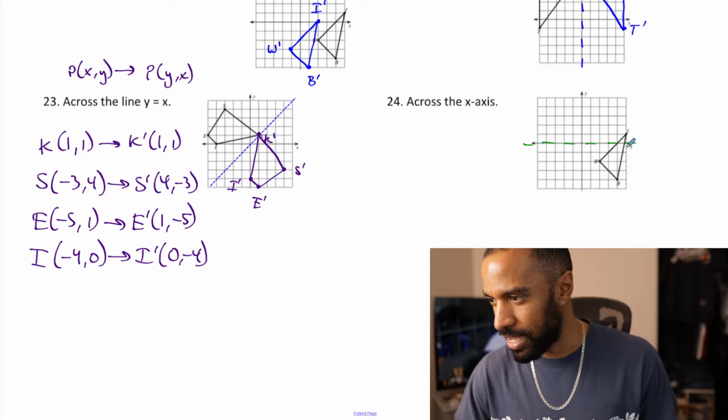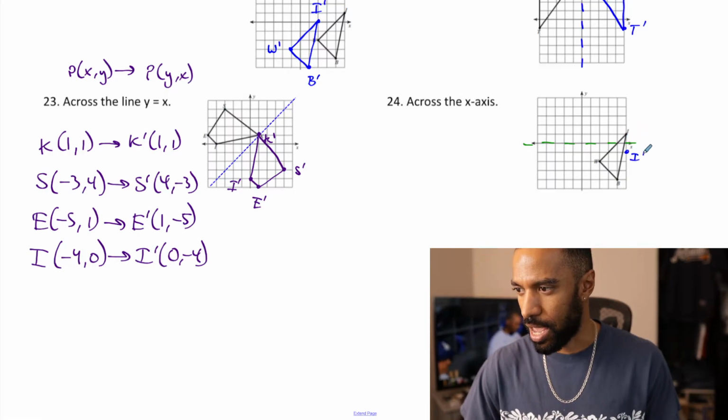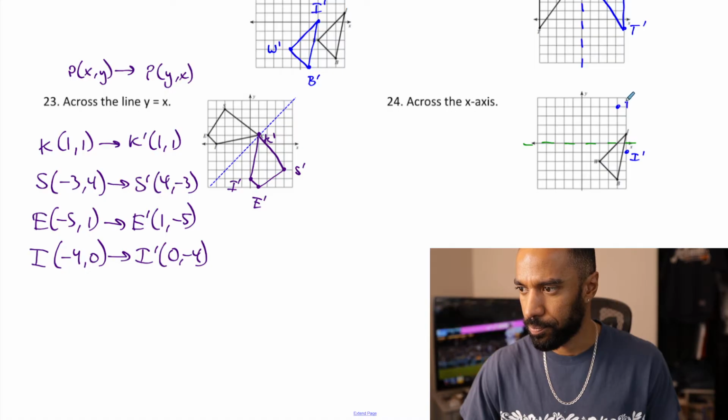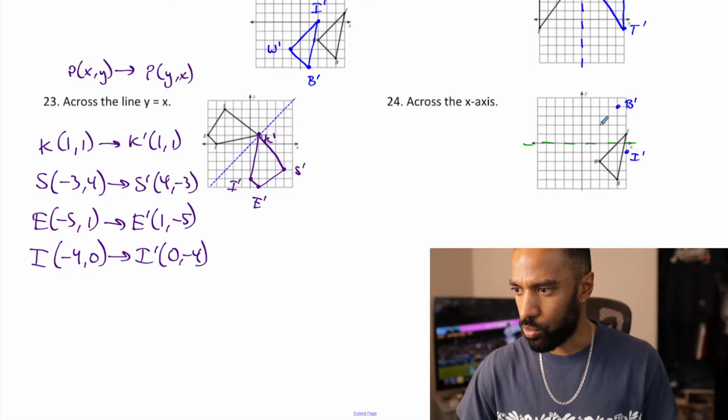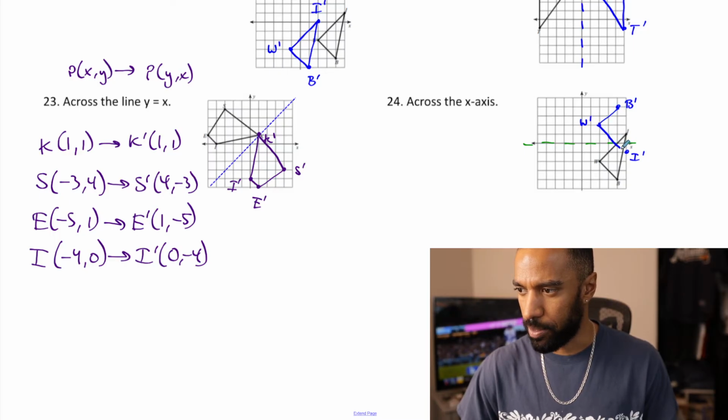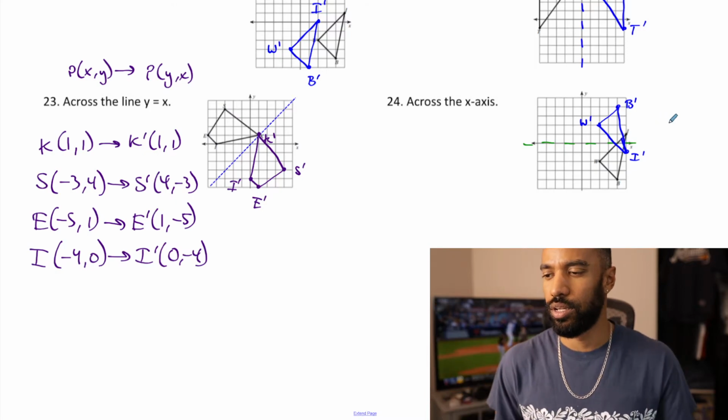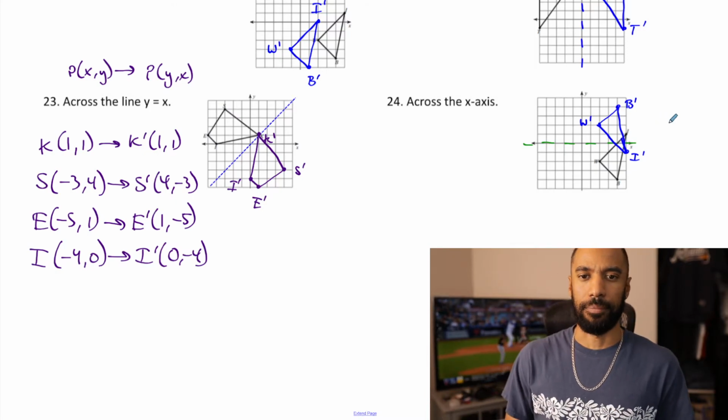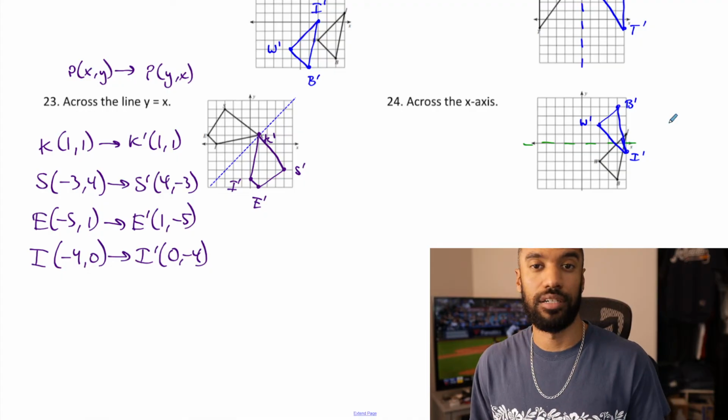So if that's another I again, then this is I prime. It's 1 away, 1 away. B is 1, 2, 3, 4 away. B prime is 1, 2, 3, 4 away. And W is 1, 2 away, and W prime is 1, 2 away. So there's a little overlap in this drawing, and it's okay that it happens. You still see the reflection, hopefully. And there it is. All right. But yeah, the y's changed sign there. The x's stayed the same.